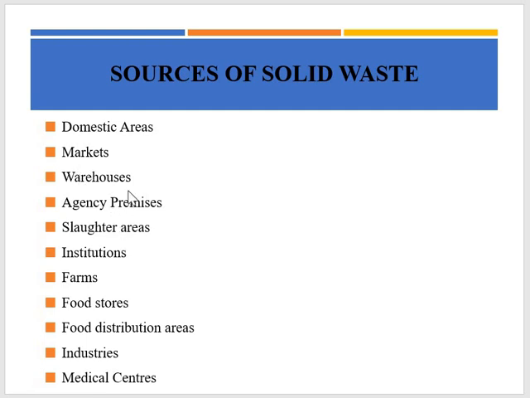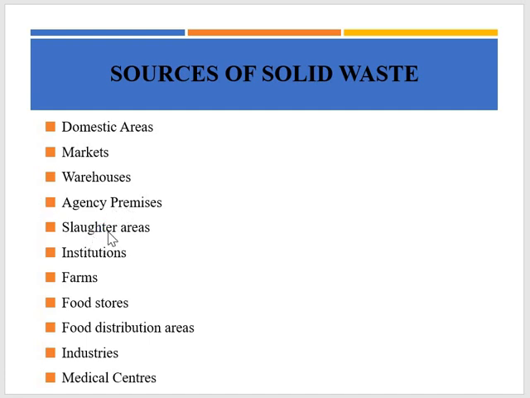Then the third one is warehouses. Warehouses are usually commercial buildings used for storing goods, so this is the waste generated from these warehouses. Then agency premises, which are surroundings that are owned by a particular agency. They generate a lot of waste and dump it in that area.